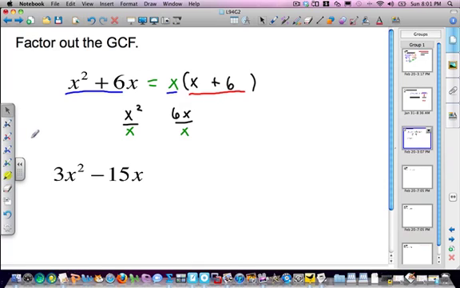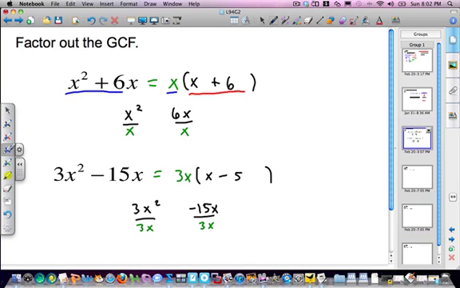Let's factor one more expression. The greatest common factor of 3x squared and negative 15x has two factors. The greatest common factor of the 3 and the negative 15 is a positive 3. And the greatest common factor of x squared and x is x. So our GCF has two factors in it, 3 and x. We need to now divide each of the terms by our GCF. Dividing 3x squared by 3x yields x, and negative 15x divided by a positive 3x yields a negative 5.